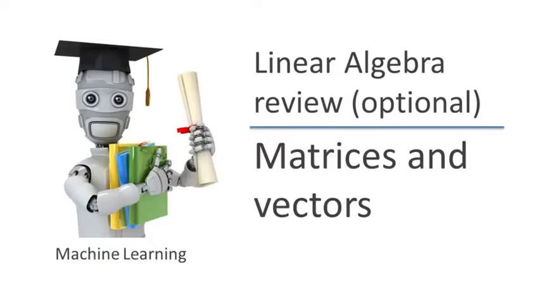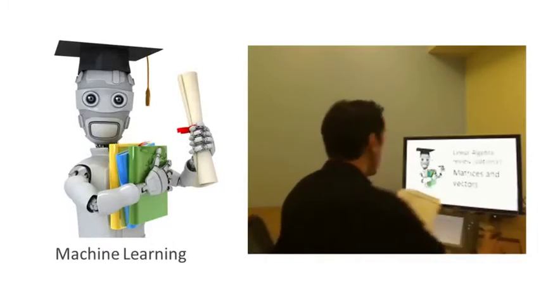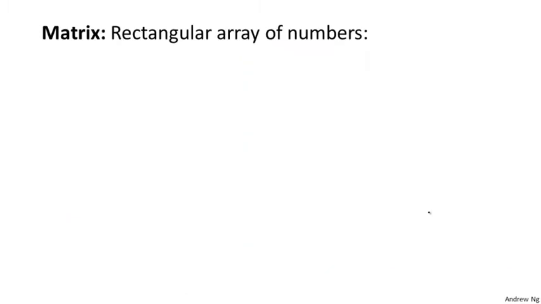Let's get started with our linear algebra review. In this video, I want to tell you what matrices and vectors are. A matrix is a rectangular array of numbers written between square brackets.